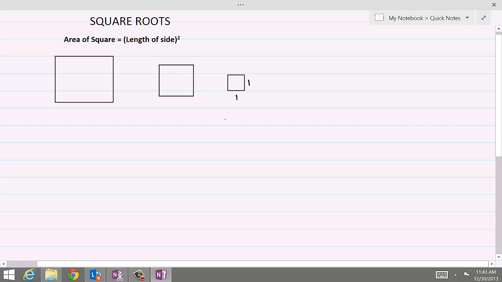So what would be the area? The area of a square is, as you know, length times length. So we can say that area is equal to length squared. So what would be the area here? If the length of one side is 1, then 1 squared is equal to 1.